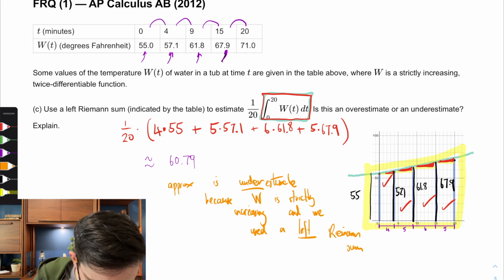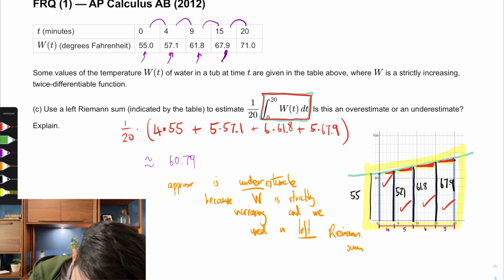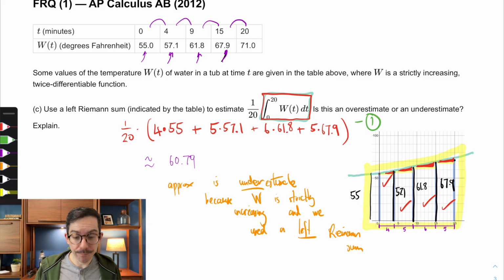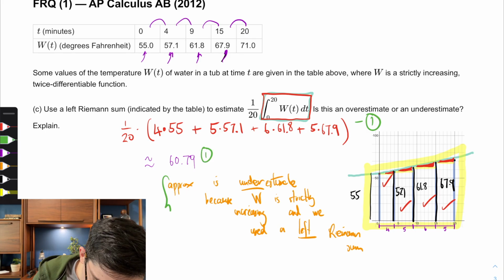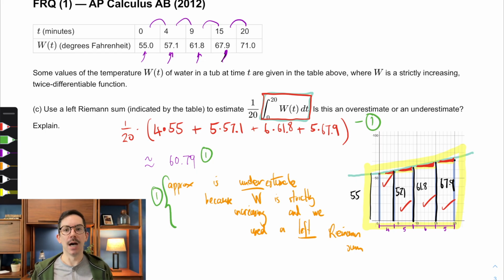So how are the points divvied up here? We get 1 point for our attempt at a Riemann sum. We get 1 point for our numerical answer. And we get 1 point for our answer about the over or underestimate and our justification.